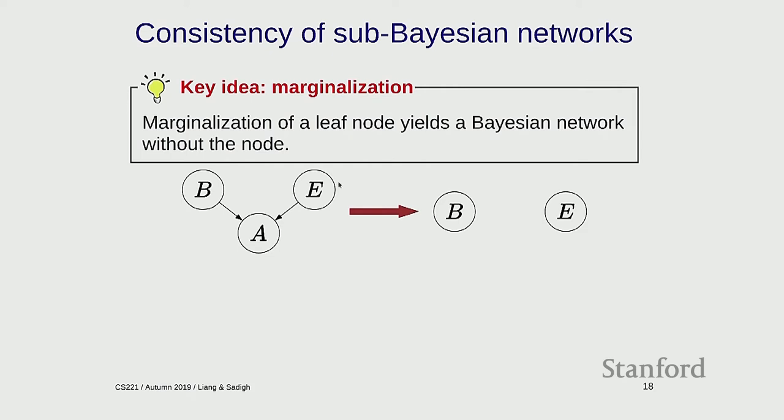So notice that in this world, B and E are independent. This is one way you can see that when you define the joint distribution, the two variables B and E are independent.